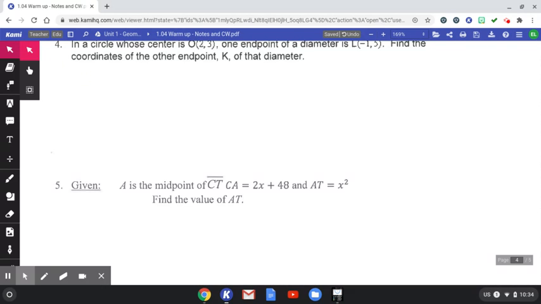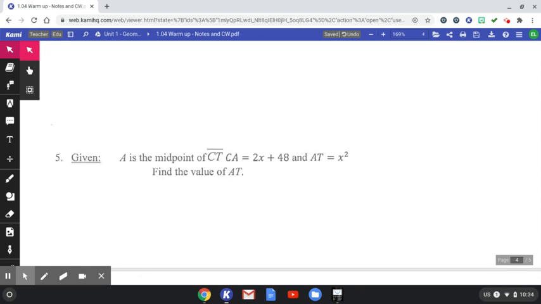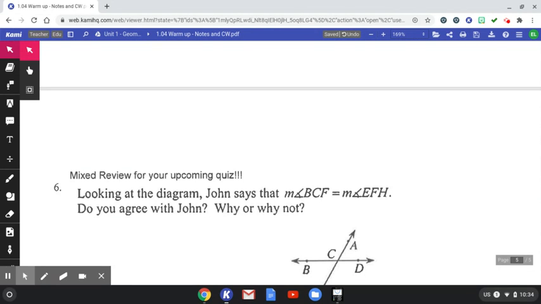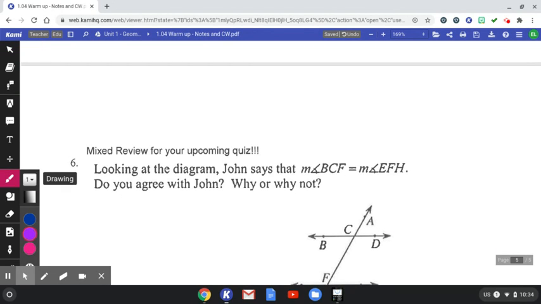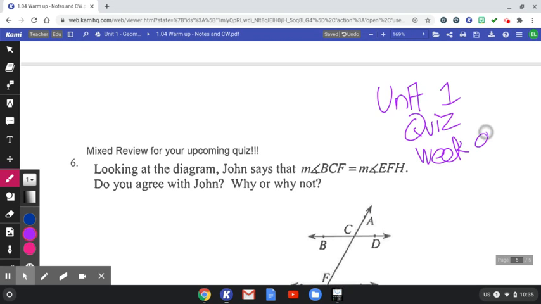Try on your own number 4. Number 5 is like one of the first examples on your homework. And then the back page here is just a look ahead for an upcoming quiz. We're going to have a Unit 1 quiz the week of October 5th or the 8th, depending on if you're an A day person or a B day person. And you remote students, I'll let you know what's up with that. So the next couple of questions are some mixed review. Good luck.